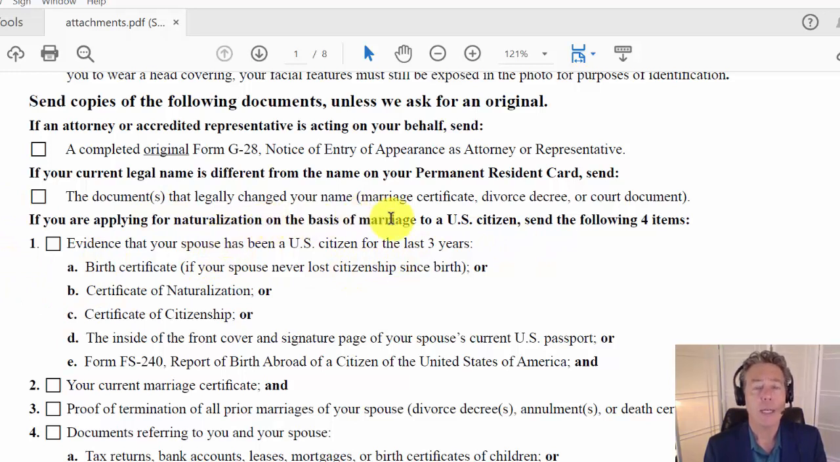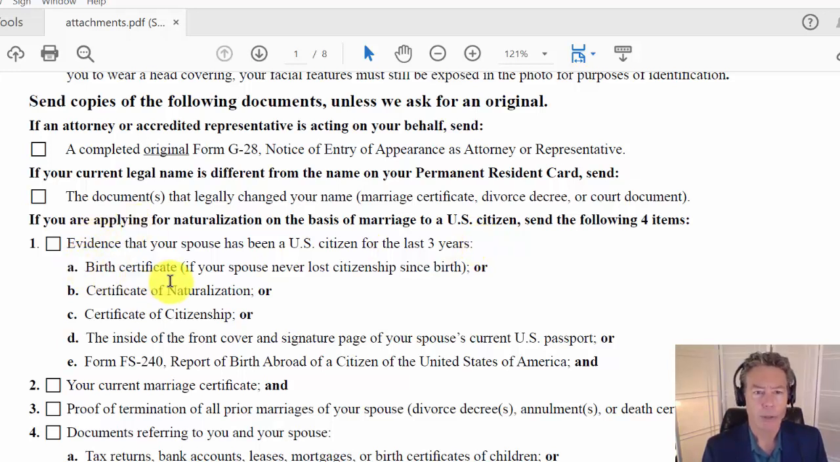Okay, if you're applying for naturalization on the basis of marriage to a U.S. citizen, send the following 4 items. Evidence that your spouse has been a U.S. citizen for the last 3 years, right? So on the basis of a marriage, I don't have to wait 5 years. I can just do it in 3 years. And so if that's true, you need to prove that you're still in a good faith marriage to get the benefit of that 3-year filing.